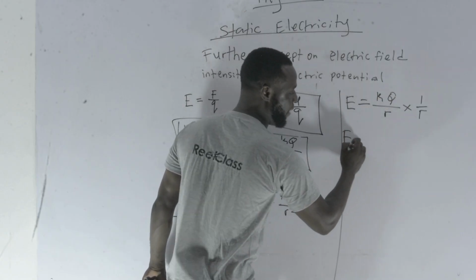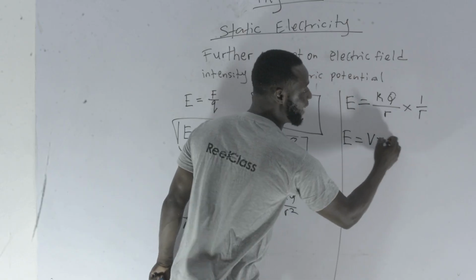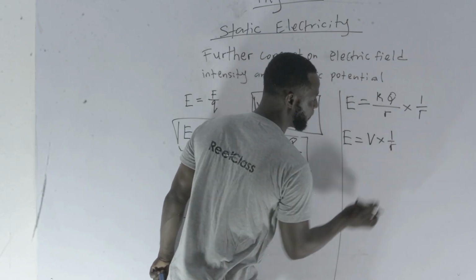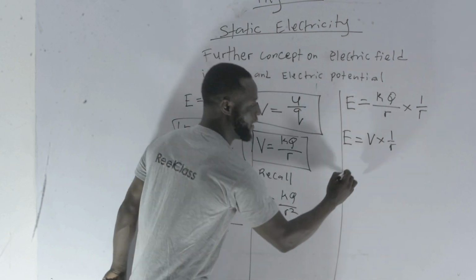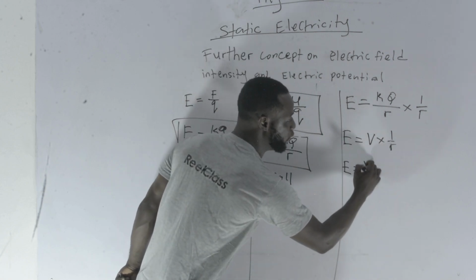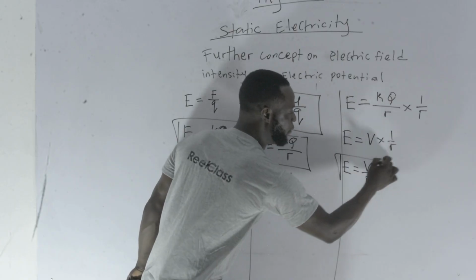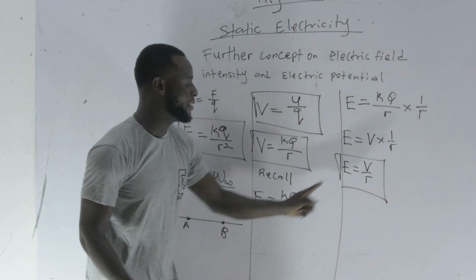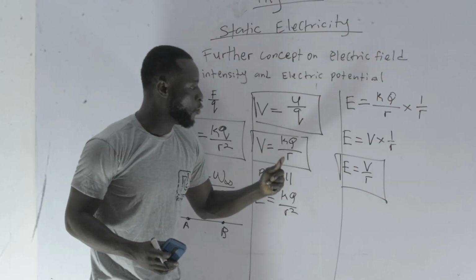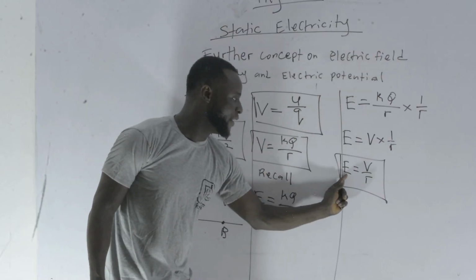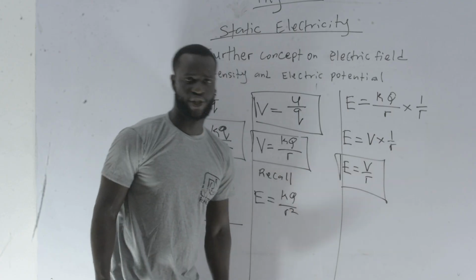And if I do that, I'll have E equals V times 1 over R. Now from here, I can say E is equal to V over R. Here we go. This is now another equation that relates electric field intensity with electric field potential.